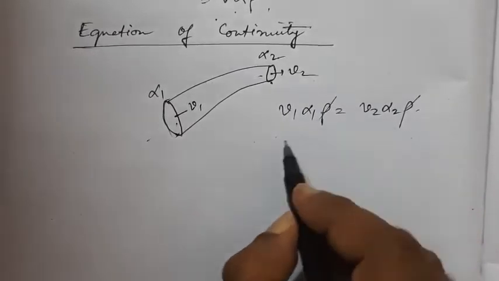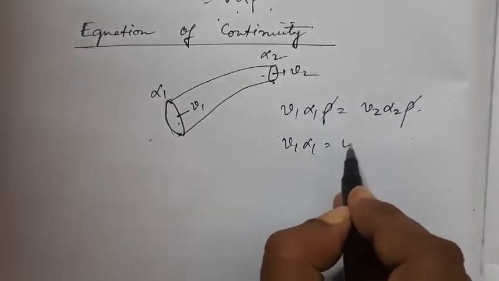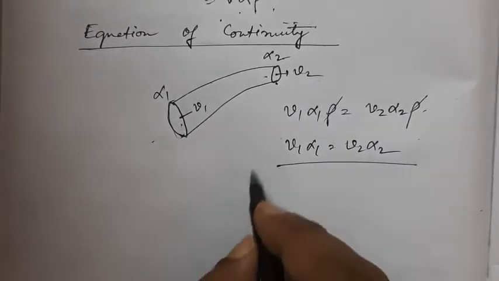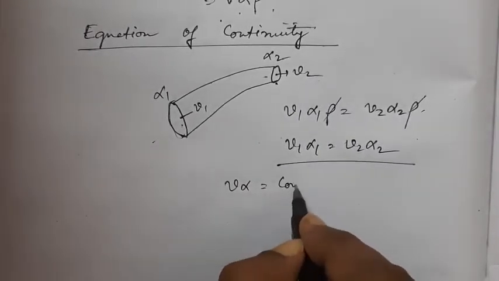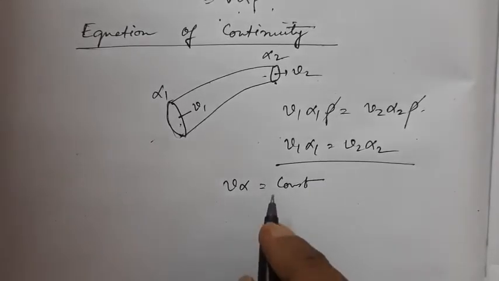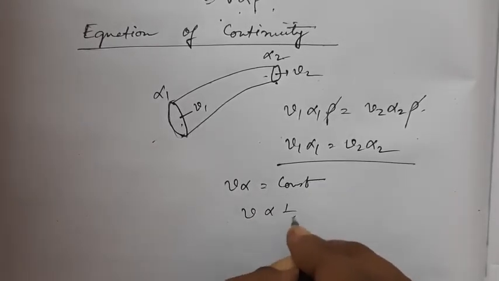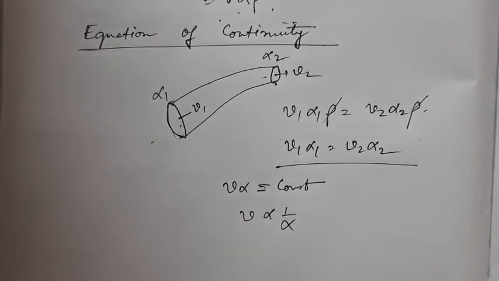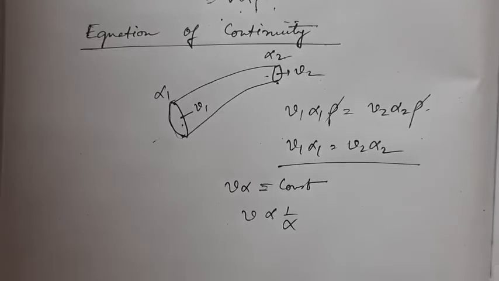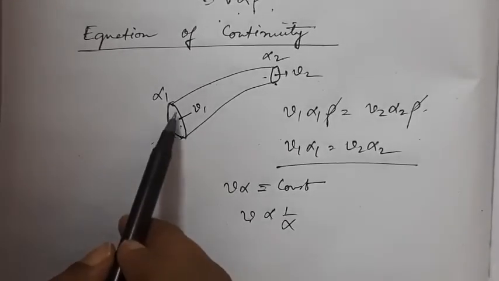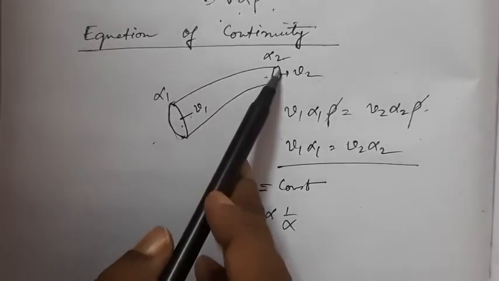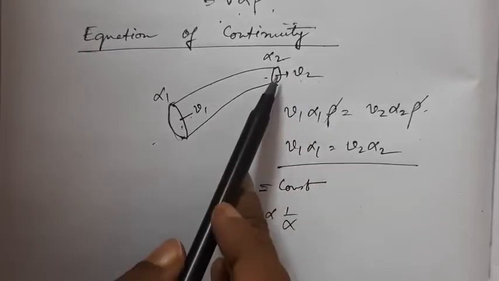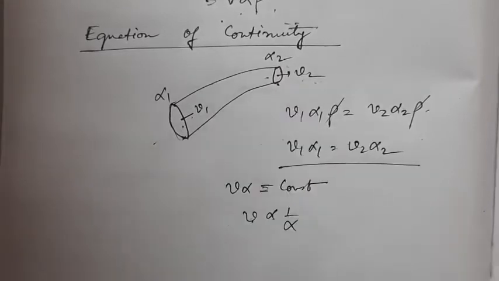So rho and rho get cancelled. V1 alpha 1 is equal to V2 alpha 2. This is known as the equation of continuity, or we can write V into alpha is constant, or V is inversely proportional to 1 by alpha. So velocity at a larger cross section is small, whereas a smaller cross section has a larger velocity.